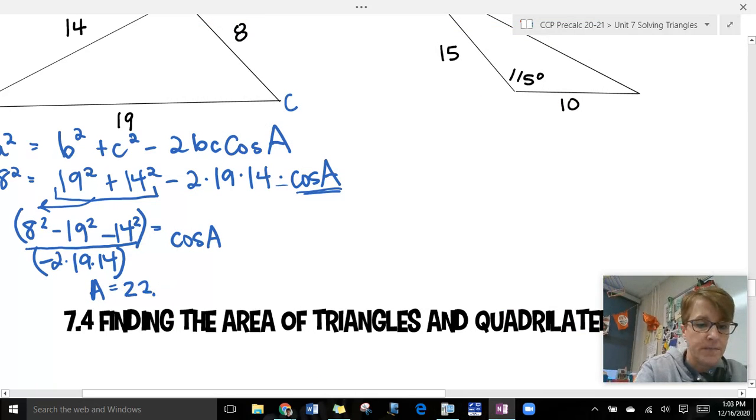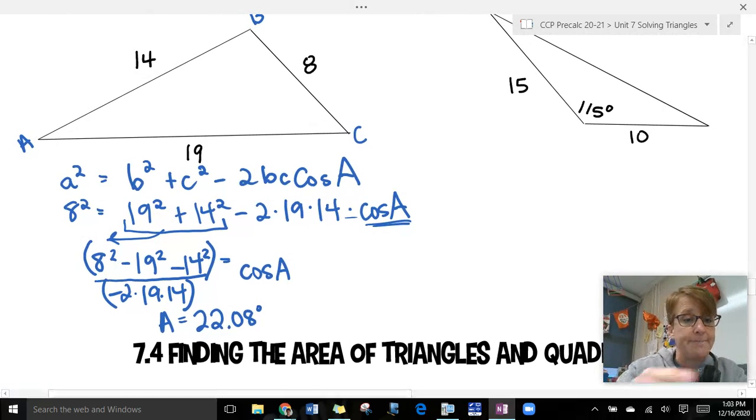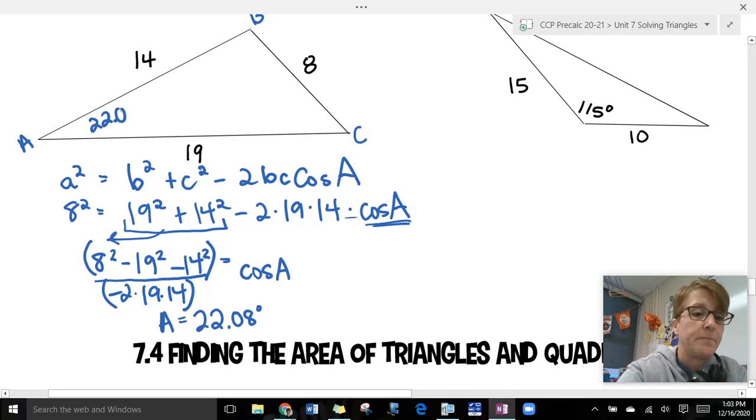Oh my goodness, this writing is horrible, people. 22.08 degrees. Okay, and that would be angle A. So I can throw that in there. Okay, now we are not done with our triangle. We still have 2 more angles to find.